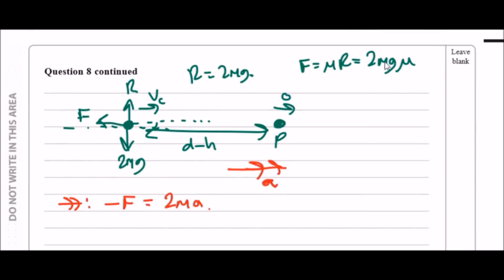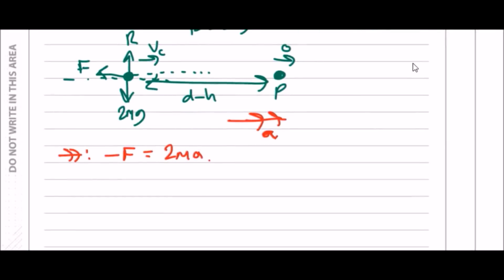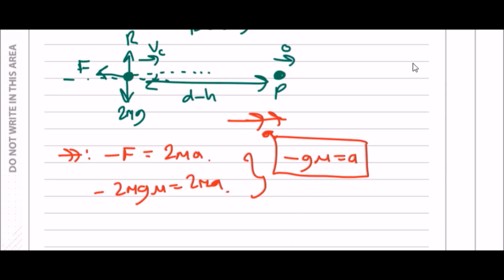So F we said was 2mg mu, so it would be minus 2mg mu equals 2ma. The 2m both cancel out, so you're left with minus g mu equals a. So the acceleration is simply minus g times mu.